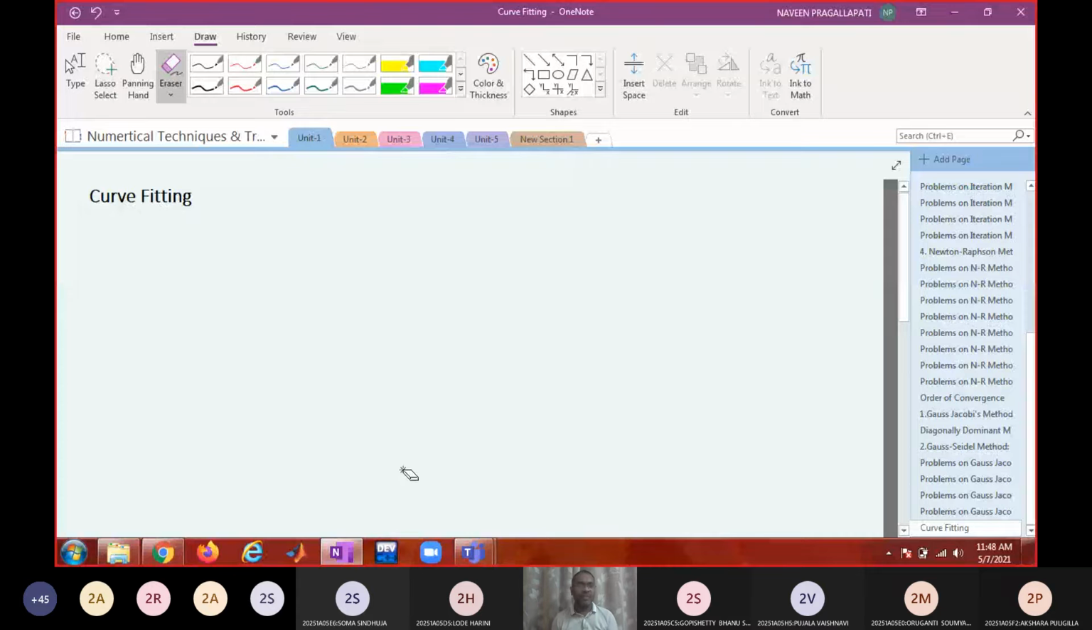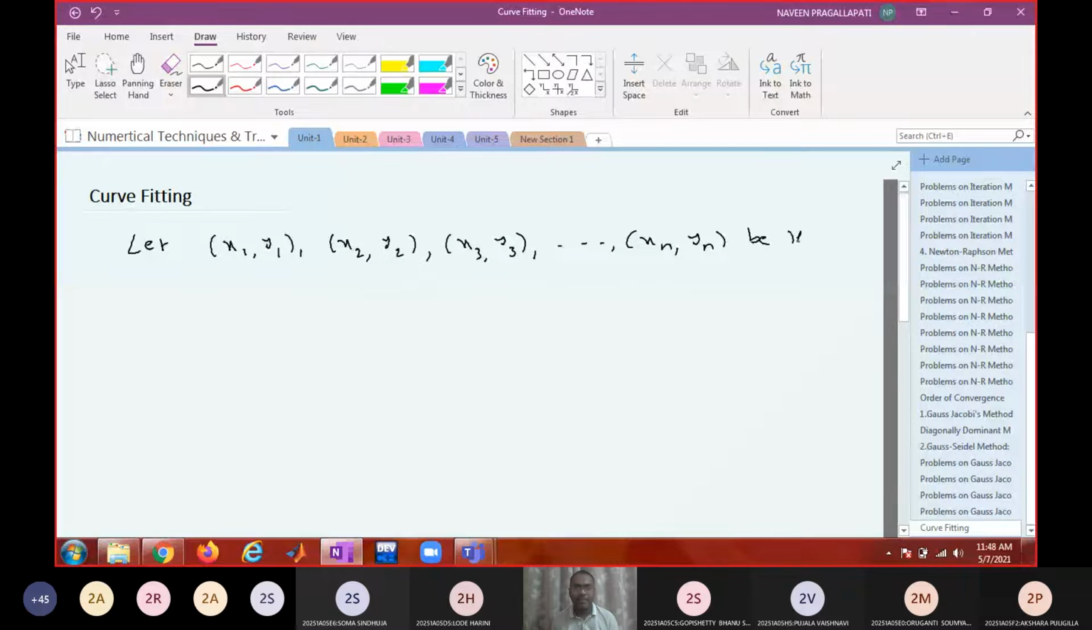Okay, so the next topic is about curve fitting. So what is this all about? Assume that x1 y1, I'll have to write in your notes, x2 y2, x3 y3, and so on, xn yn, be the given set of data points.